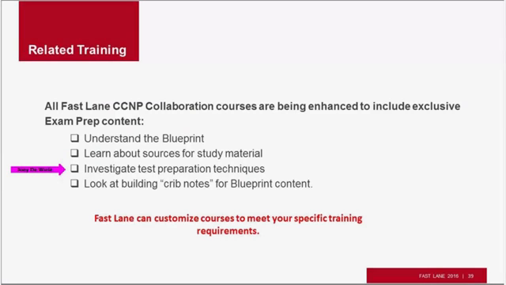We'll look at, for example, an administrative guide or a configuration guide. We'll have a look at it. We'll see what the high-level steps are, and we'll look at building crib notes that will help you to understand the content and be able to pass the exams. So we have the actual full course at Fastlane. We have bridge courses which focus on particular subsets, for example, Unity Connection and IM and Presence, and we can customize courses to meet your specific training requirements.